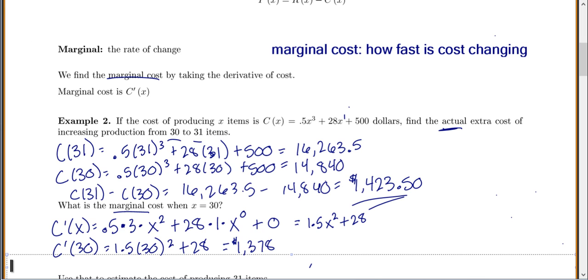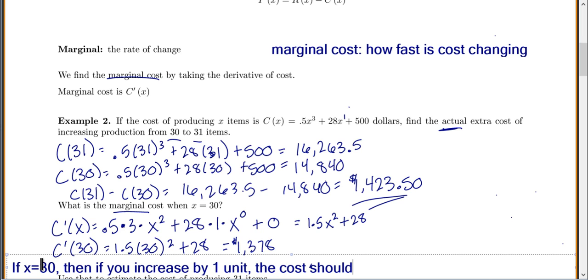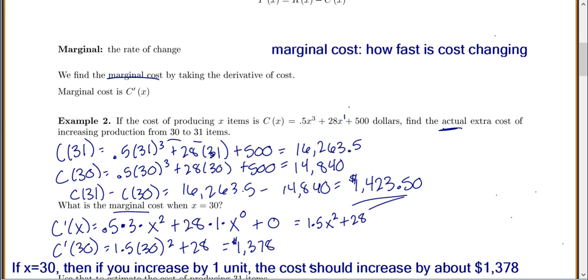So what does this mean? What does marginal cost mean? This means if x equals 30, then if you increase by 1 unit, the cost should increase by about 1,378. Now, why is this only an about and not exact? The reason it's about is if you were to graph the actual cost function, it would look something like this. So here's my 30, here's my 31. That's not an exact straight line in between, because you have a bit of a curve in there, so it's not going to be exact.